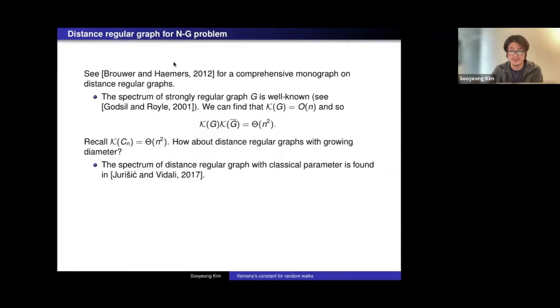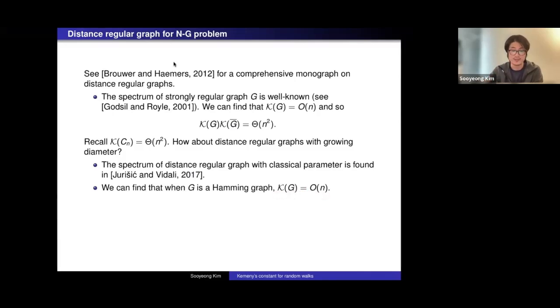For instance, the spectrum of distance regular graphs with classical parameters is found in this paper. Using those formulas, we can verify that some families of distance regular graphs with classical parameters, for instance the Hamming graph, more specifically you can think about the hypercube. In that case, the number of vertices is 2 to the n, but the diameter is log of n. So yes, the diameter is growing, but very slowly. So the Kemeny constant is big O of n.